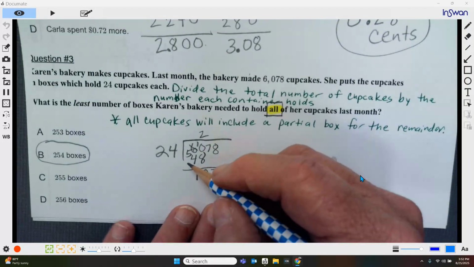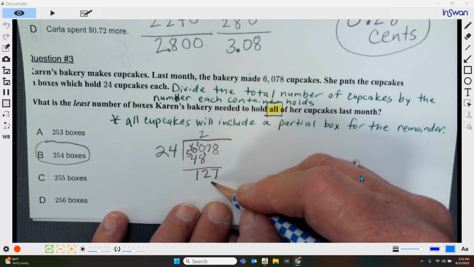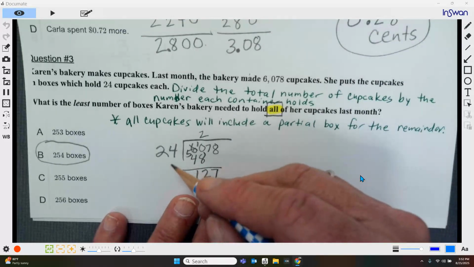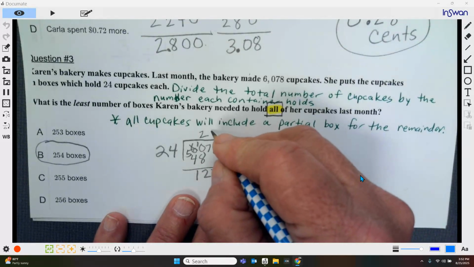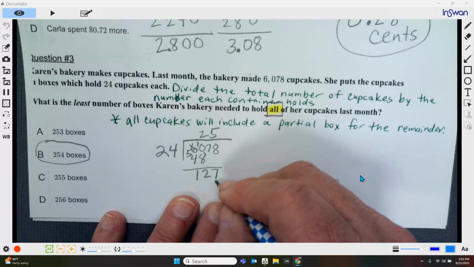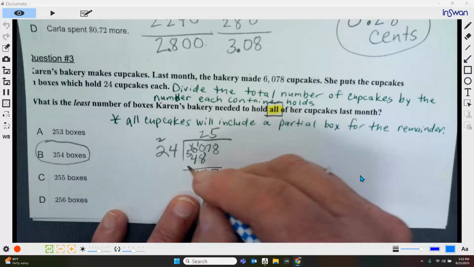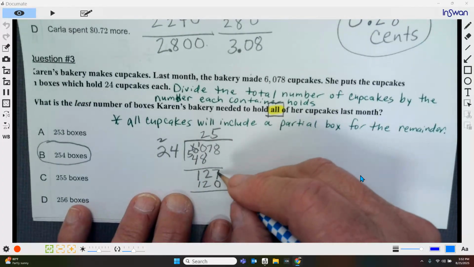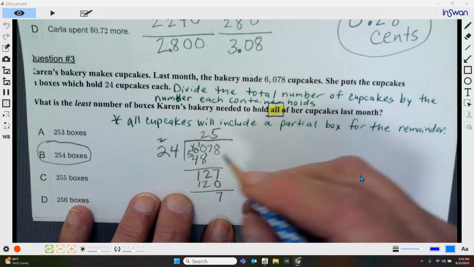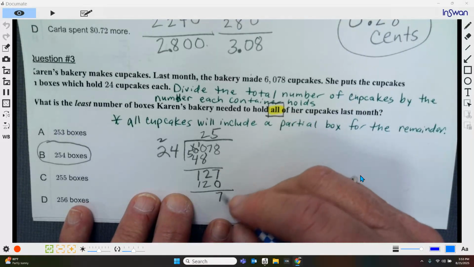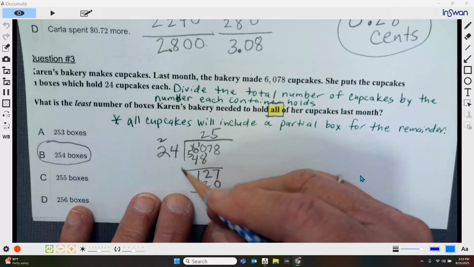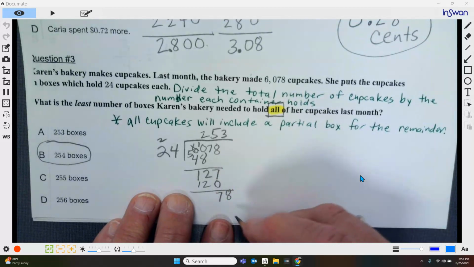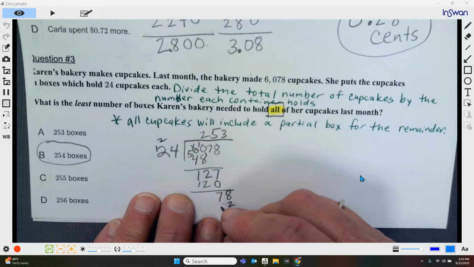Now I know that 24 is going to go into 127 5 times, because 5 times 25 is 125. I have one less than 25, so that will have to work. 5 times 4 is 20. Put the 0 down, carry the 2. 5 times 2 is 10. Plus 2 is 12. So that gives us 120. 7 minus 0 is 7. Okay. Now we're going to bring down the 8. 24 goes into 78 3 times. 3 times 4 is 12. Carry the 1. 3 times 2 is 6, and 1 is 7.